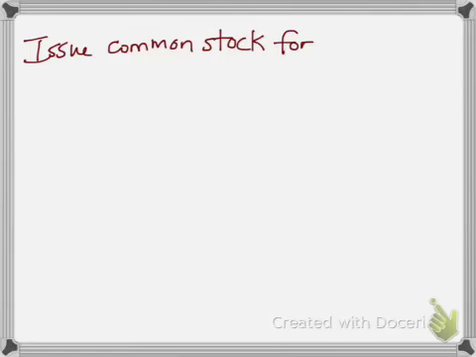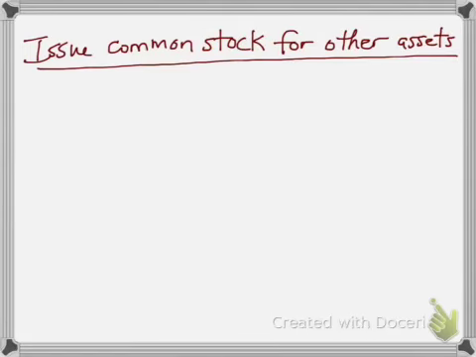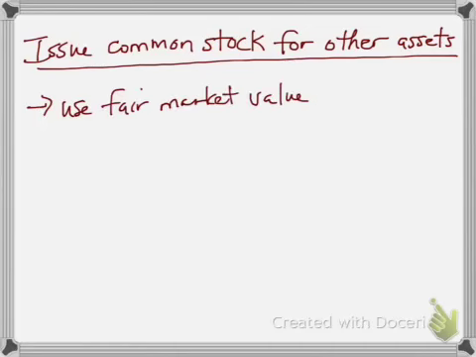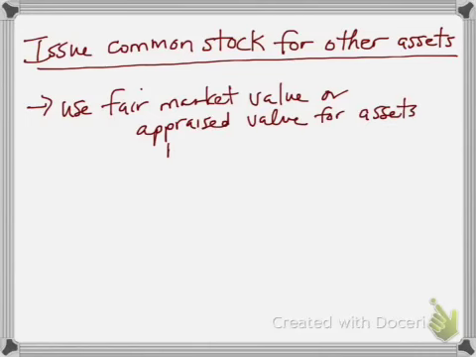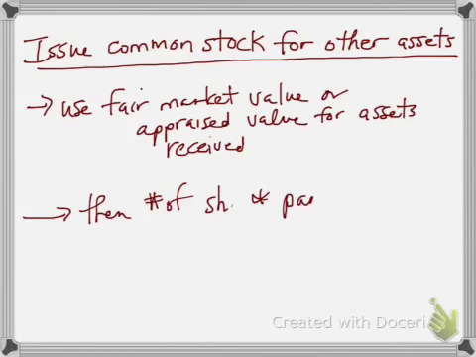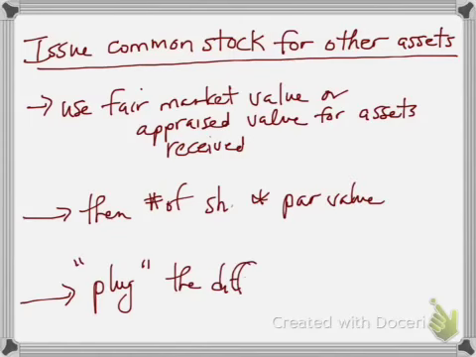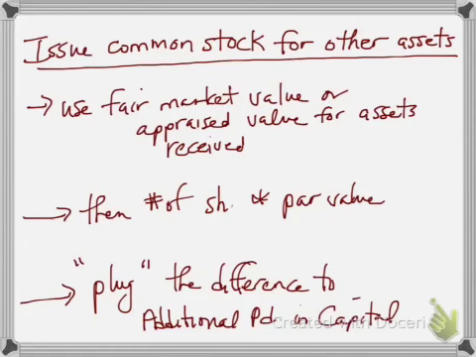Now, sometimes we issue common stock for assets other than cash. This is particularly true when it's a small company, privately held, not traded on a stock exchange. Sometimes there's another asset that the company needs, maybe even more than cash. So in that case, you use the fair market value or the appraised value for the assets received. And then you multiply the par value times the number of shares, and that's going to affect common stock, and then you plug the difference to additional paid-in capital.